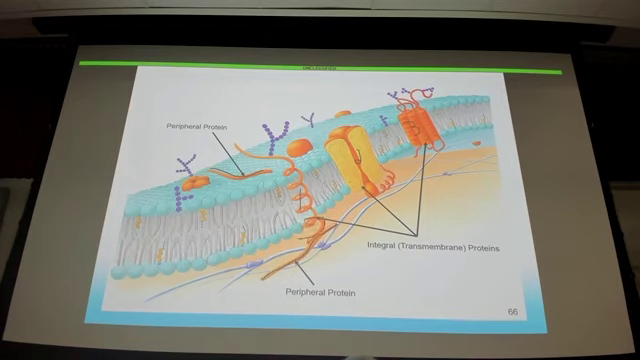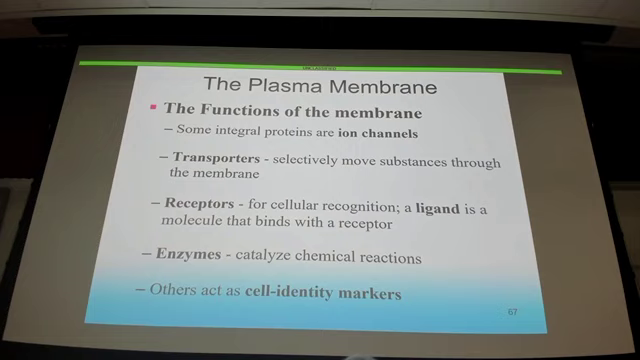Right, so peripheral proteins are on the inside or outside, and integral proteins go through the membrane. That's all we need to remember for now. But we've got to look at the functions of these proteins. When we look at these proteins, especially integral proteins, a lot of them are ion channels. We're going to move things into or out of a cell. We can use an ion channel. We can also move them by transporters, and transporters selectively are going to move something like glucose from the outside of the cell to the inside.